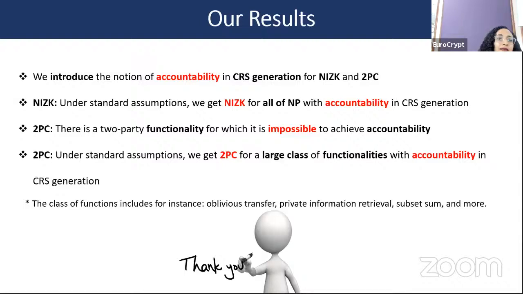Sorry, one question. The class of functions that you mentioned at the end includes OT, and I was just wondering, since OT is complete for MPC, but it seems that it is not complete with respect to accountability, because there is a two-party computation functionality which is not accountable. Any intuition on why OT is not complete with respect to accountability? So the impossibility result is basically because if the functionality is too easy, and you can recover the witness by yourself, then you cannot blame anyone, right? Maybe the authority can recover your private information because the functionality itself is too easy, and not because of the trapdoors in the CRS. I see, okay, thanks.